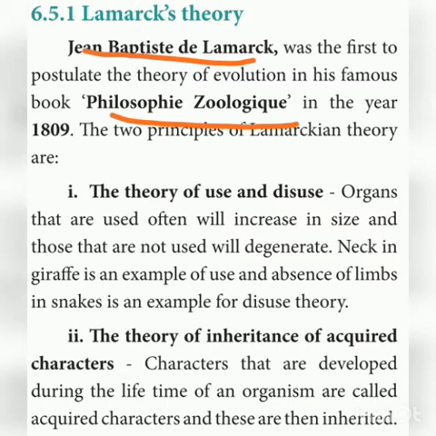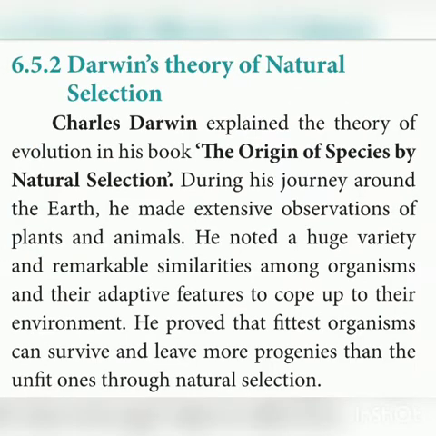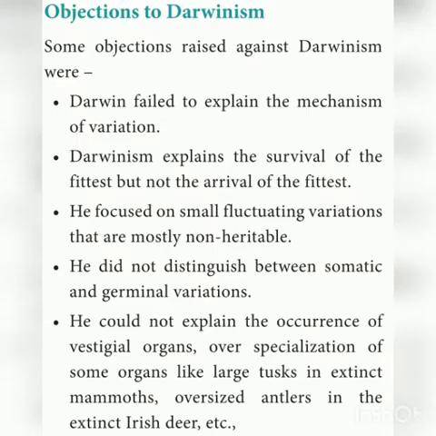So, Lamarck's theory. Who wrote the book Philosophie Zoologique? Philosophie Zoologique was written by Jean-Baptiste Lamarck, and he propounded 2 principles: the theory of use and disuse, and the theory of inheritance of acquired characters. Origin of Species was given by Darwin. The objections to Darwinism is a very important question. Darwin gave many facts: overproduction, struggle for existence, universal occurrence of variation, and origin of species by natural selection.